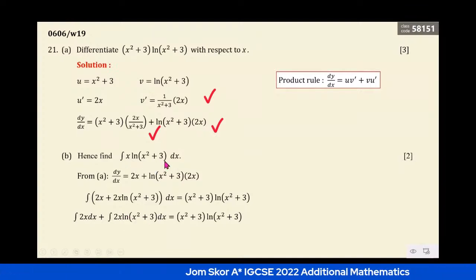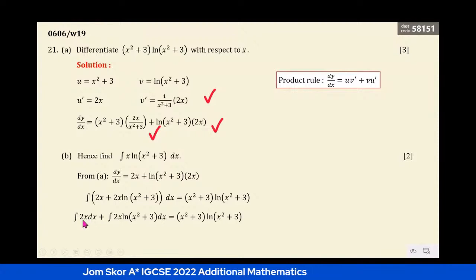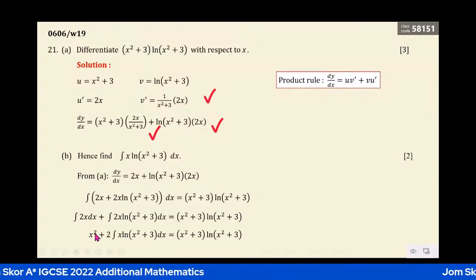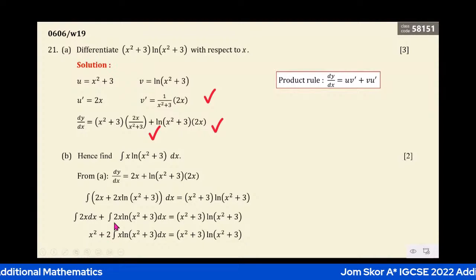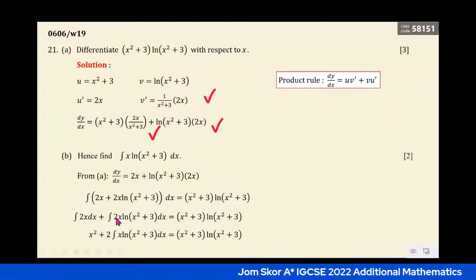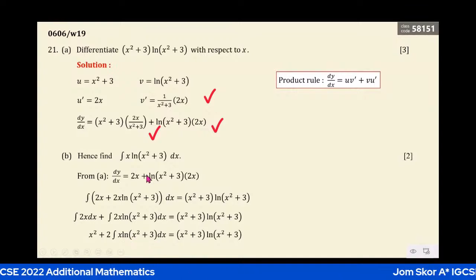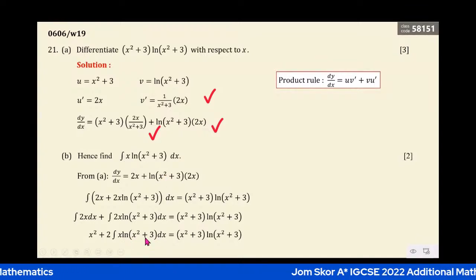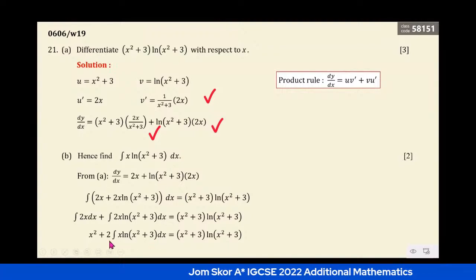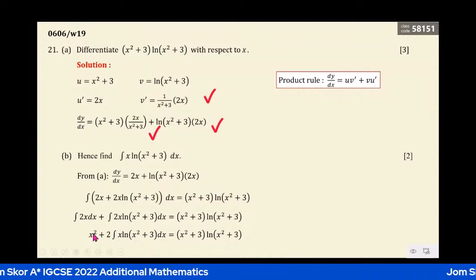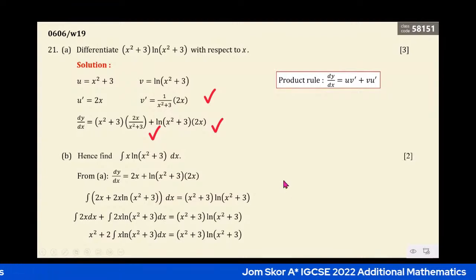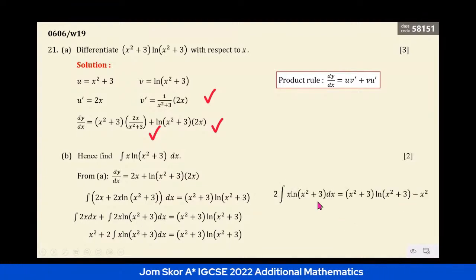You see the question here, right? When you integrate this one, you will get x square, plus, 2 is a constant coefficient here so we can put the 2 outside, and then the integral of x ln x square plus 3 dx. So this one is actually equal to this. What we are going to do now is to make this the subject. We don't want x square here, so we have to move it. We have to eliminate x square. So what we do is subtract your x square.